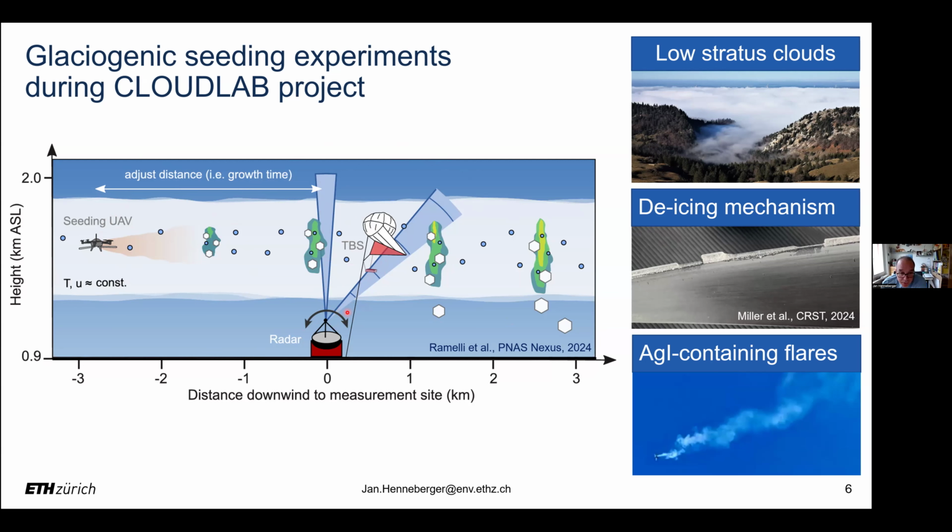This main measurement site is fixed, so we need a very flexible seeding platform, a drone, because depending on the wind direction, we have to seed a location so that the seeded plume goes over the main measurement site and can be measured by the tethered balloon. This flexible flying platform also allows us to adjust the distance to the instruments, and thereby the growth time, or the residence time, of the seeding particles and the seeded plume.